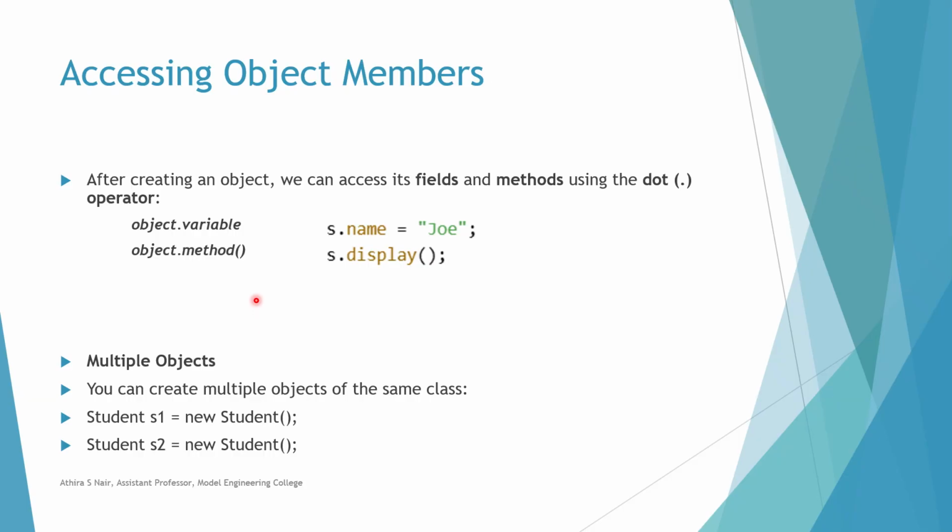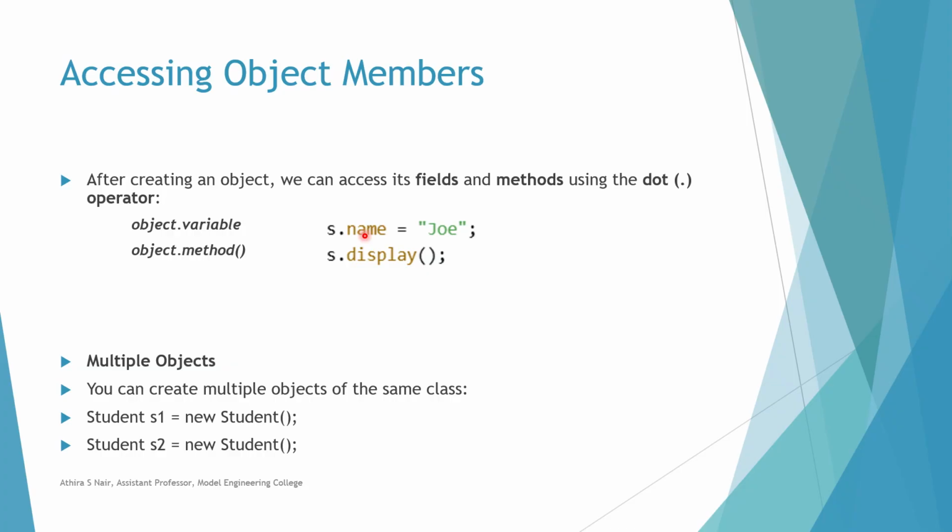Once an object is created, we access its members. Object members include variables and methods. Java uses the dot operator: object.variable, object.method. Here s.name = "Joe", that is, name is Joe, and then the method is display.